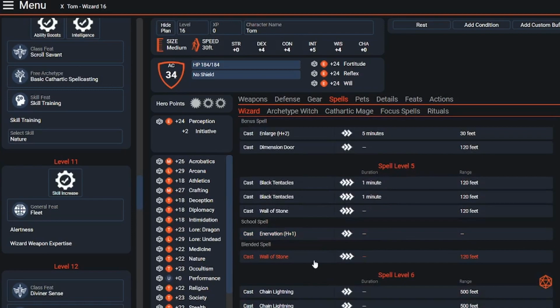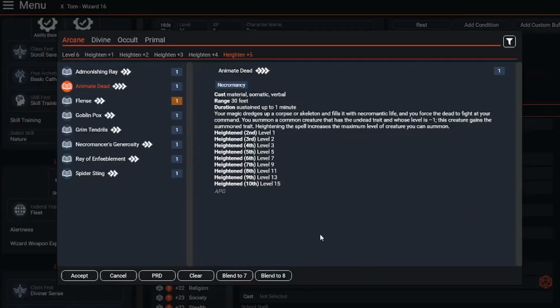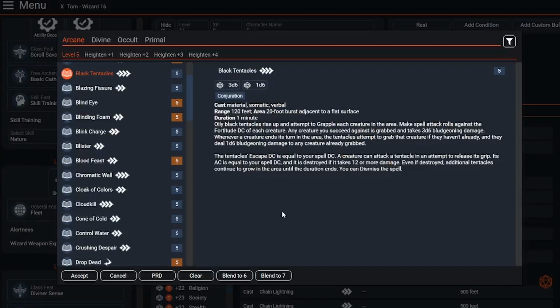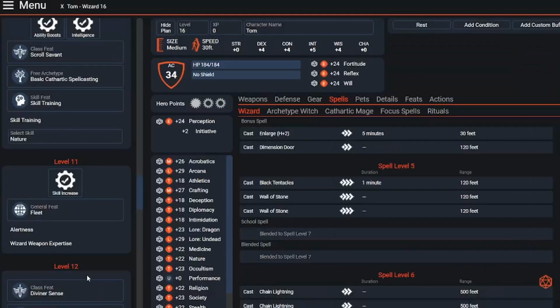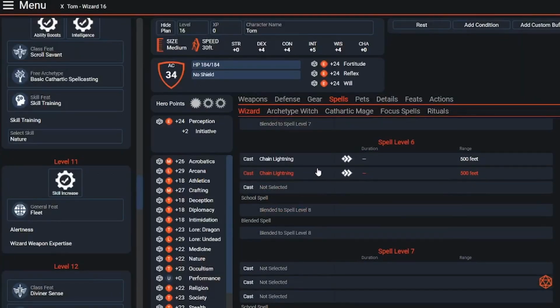As before, we blend our lower level spell slots. Level 6, level 5, level 6. I feel like the Black Tentacles at level 5, once we are level 16, are no longer that effective. Probably it's better to just convert them to Walls of Stone. Same is true for Chain Lightning.